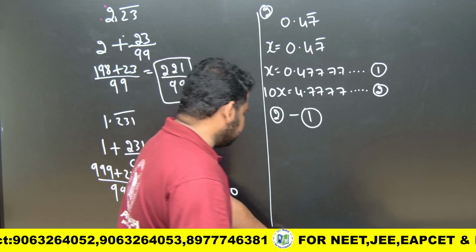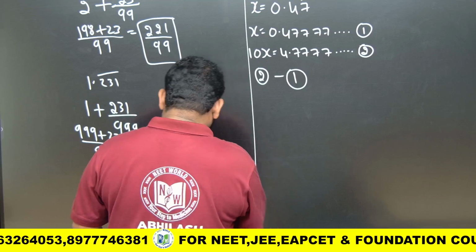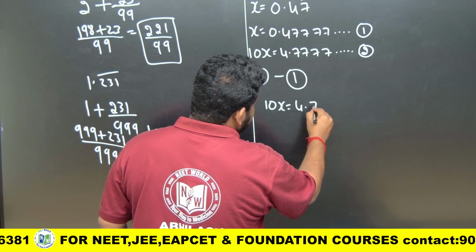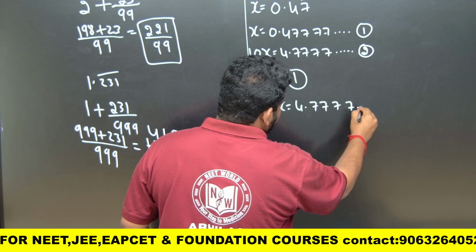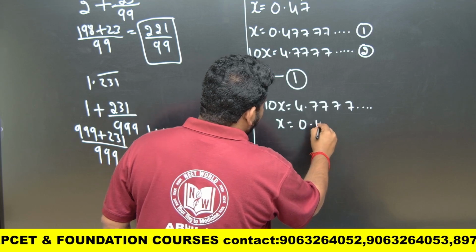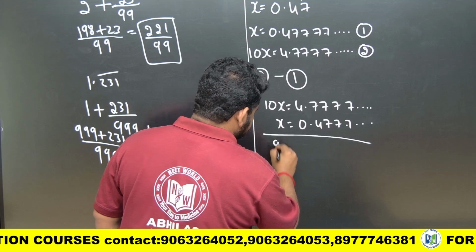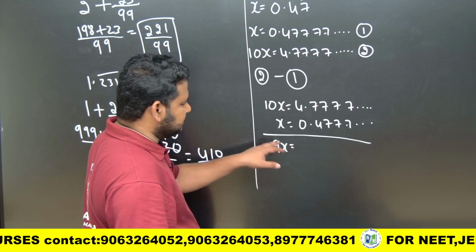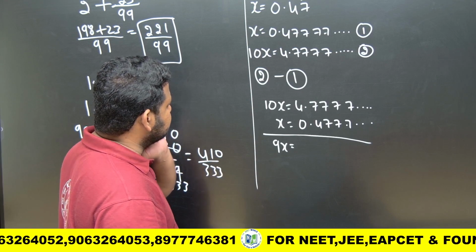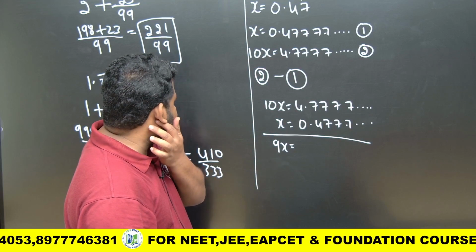If I do 2 minus 1, observe here carefully. 10x is equal to 4.7777, this is equation 2, minus x is equal to 0.4777, like this. Now if I subtract, 10x minus x is 9x, totally fine.